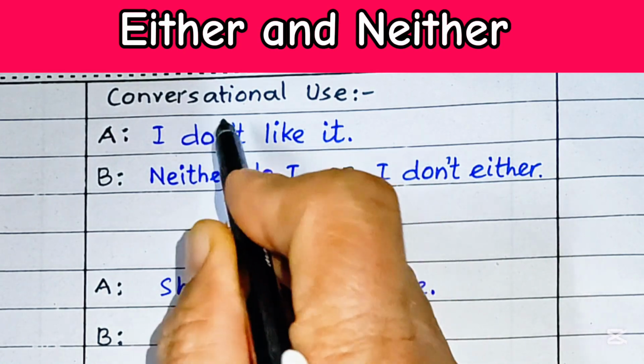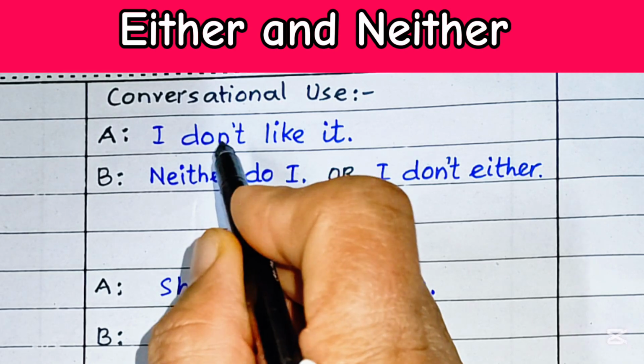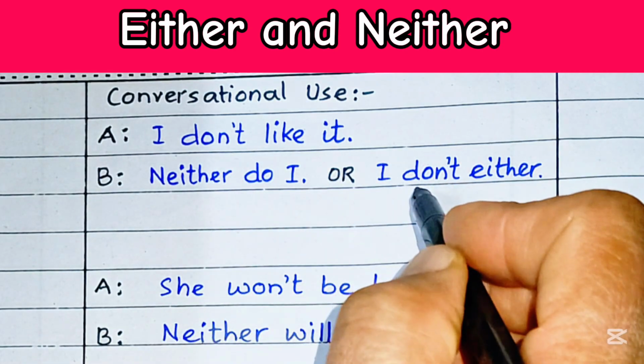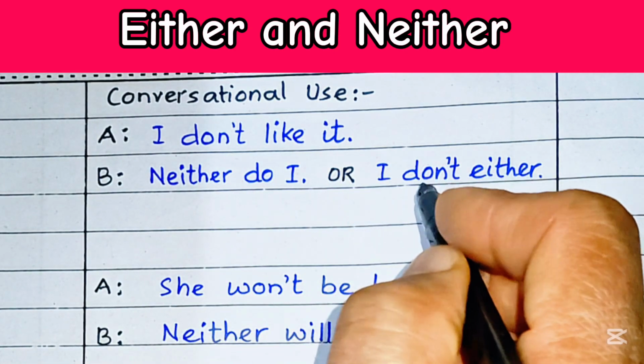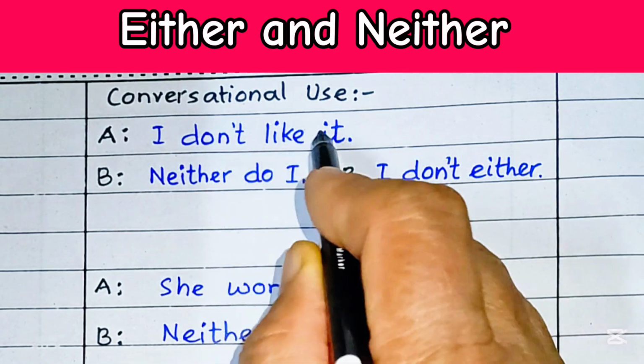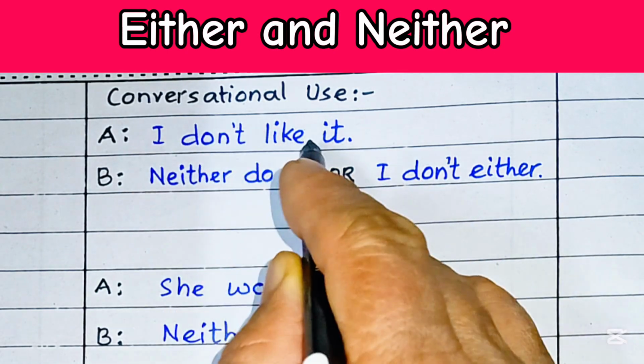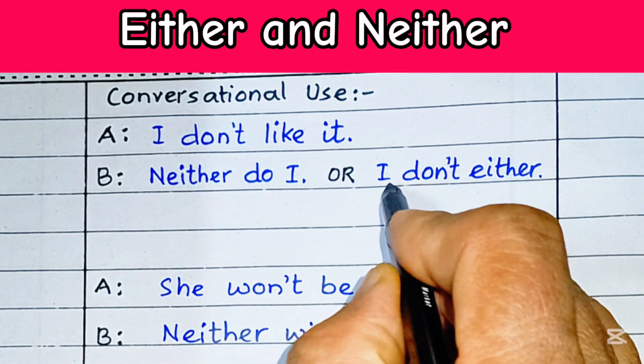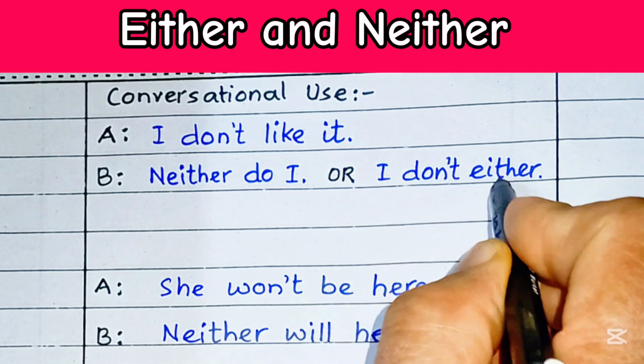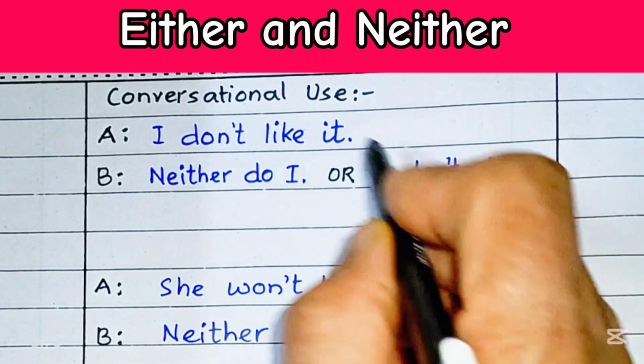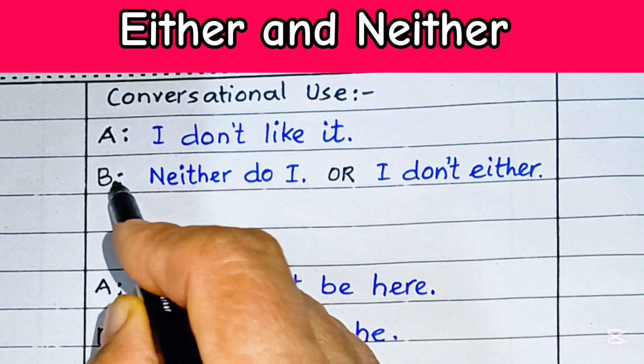Both the persons agree. And this indicates that two people again agree. Person A says, I don't like it. And person B says, I don't either. So in both the cases, person A and person B agree.